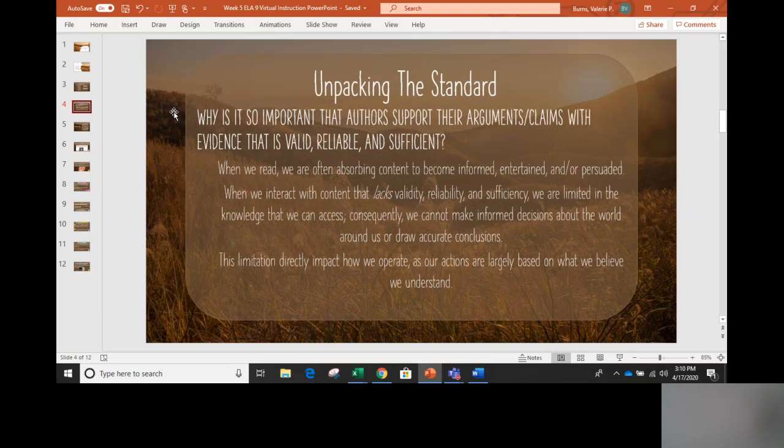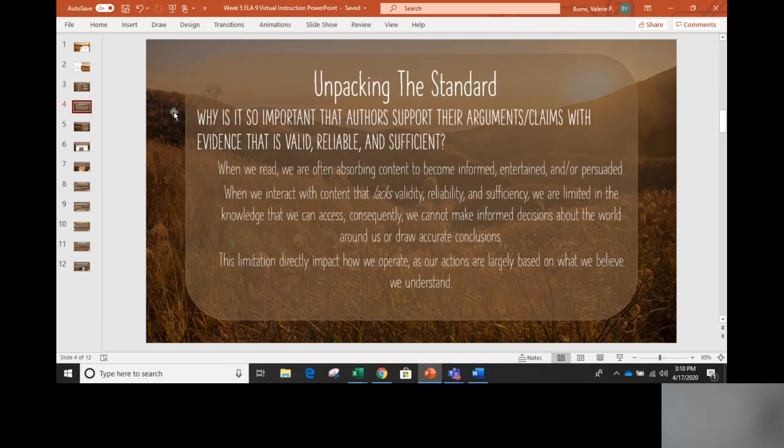So I hope that made a little bit more sense in terms of what those three terms mean: valid, relevant, and sufficient. But basically, in short, the evidence that we're reading, or the support that the authors provide for their claims, has to be trustworthy, which just means that it's valid. It has to be connected to the topic at hand, which just means that it is relevant, and it has to fully satisfy your understanding of that topic, which just means that it's sufficient.